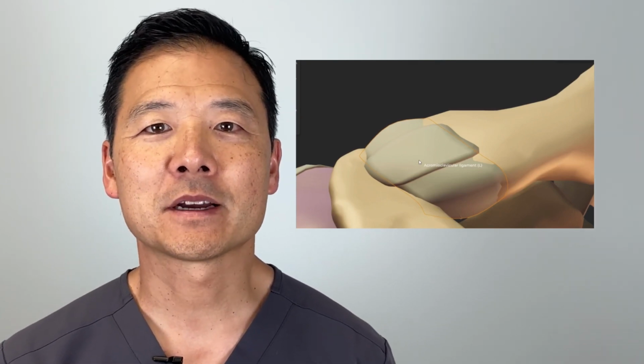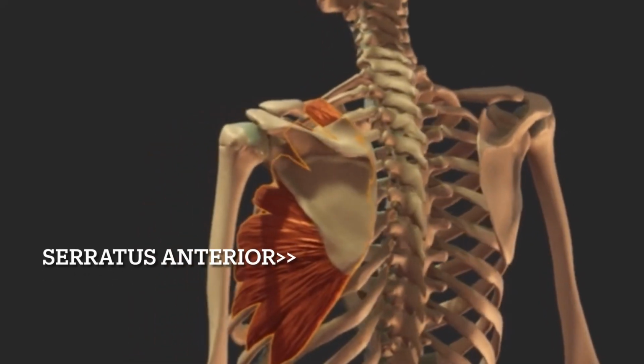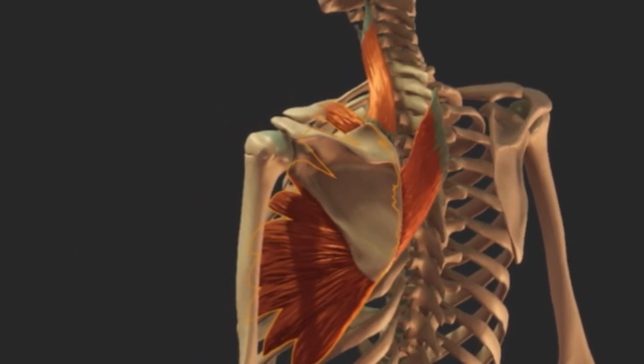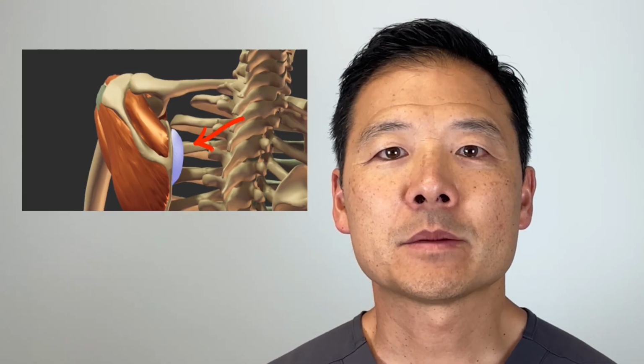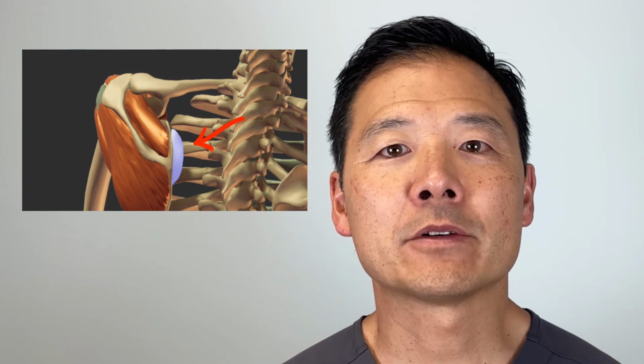We could spend all day talking about the scapula and its complexities, but I'll just point out a few important structures. This muscle is called the serratus anterior. Along with several other important muscles in this area, the serratus anterior plays an important role in stabilizing the scapula. This is the subscapular bursa. It is a small, filmy sac of fluid that lubricates the boundary between the scapula and the rib cage.